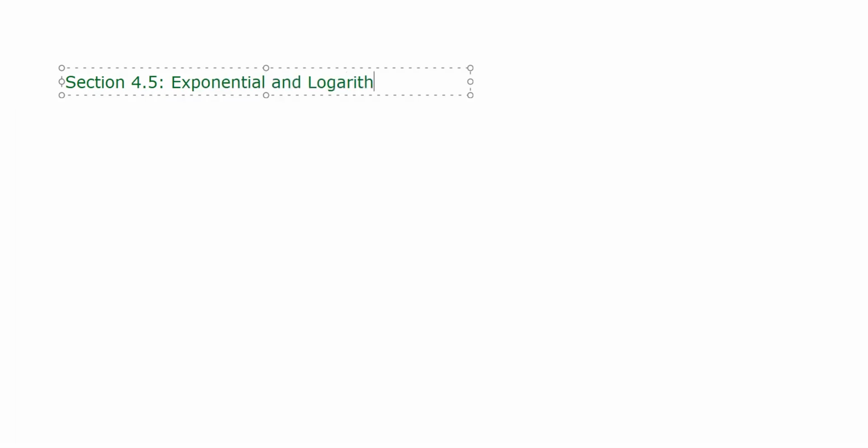We're going to look at one more section in chapter 4. This will be section 4.5. And now we're going to get into the meat and potatoes of it. We're going to look at exponential and logarithmic equations and solving them.